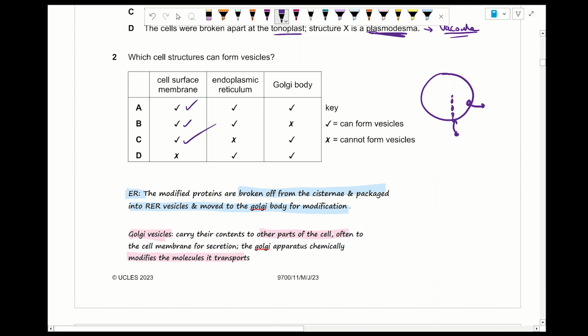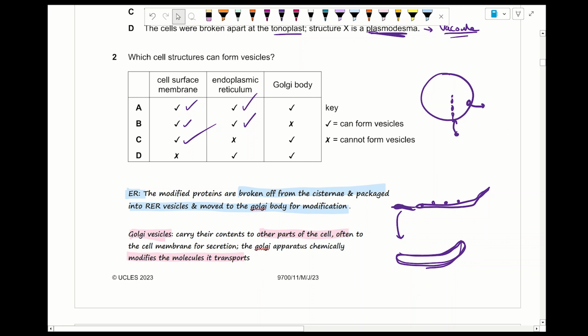Now, endoplasmic reticulum. So, in the endoplasmic reticulum, the modified proteins are broken off from the cisterna and packaged into RER vesicles and moved to the Golgi body for modification. So, we know that the endoplasmic reticulum, or most particularly the rough endoplasmic reticulum, forms polypeptides. Therefore, when the ribosomes found on the rough endoplasmic reticulum form polypeptides, they are packaged into cisterna and then RER vesicles. These vesicles break off and go to the Golgi body, and the function of the Golgi body is to modify the proteins. Therefore, endoplasmic reticulum is correct.